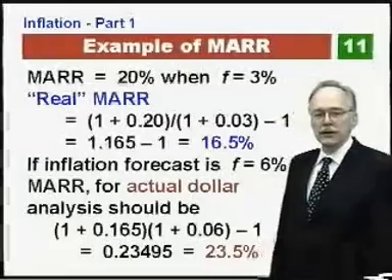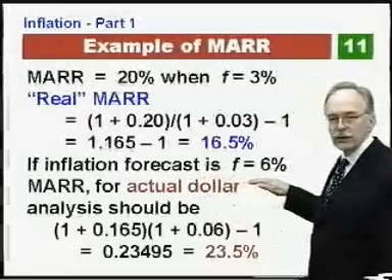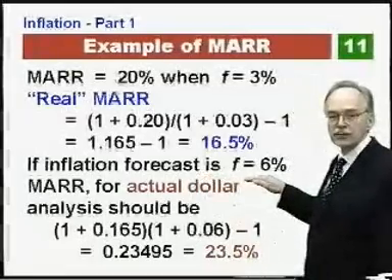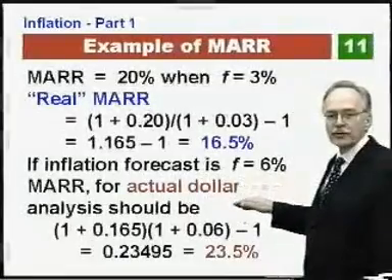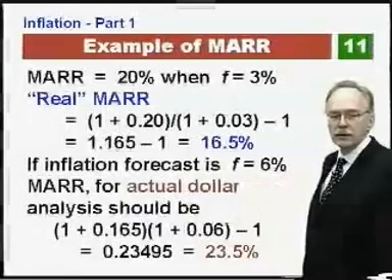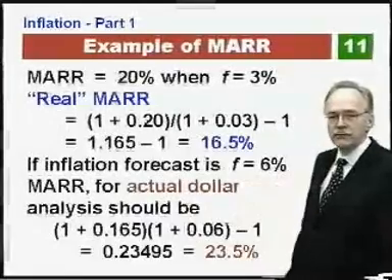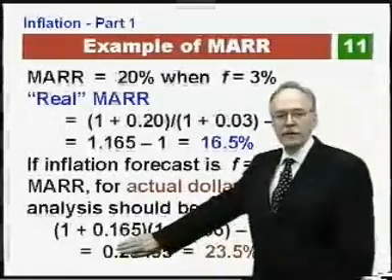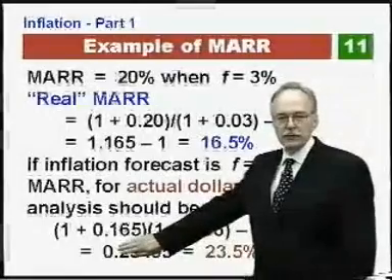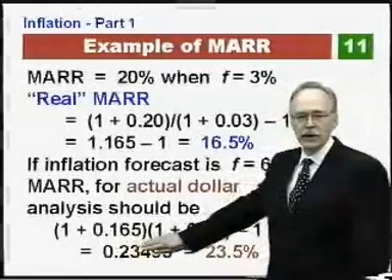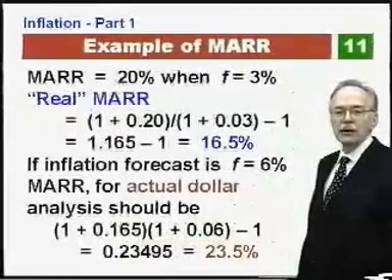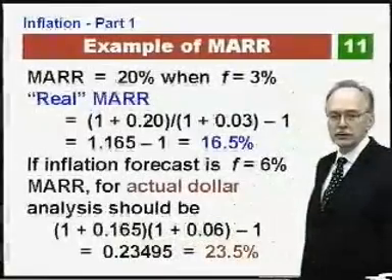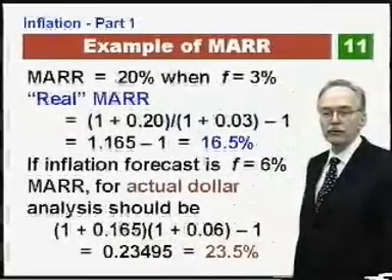What happens then is if that inflation is forecasted to increase at a higher rate, let's say 6% instead of 3%, then the minimum attractive rate for actual dollar analysis should be determined as follows. We use the fundamental relationship. We take the real MARR factor, that's the real factor, 1.165, multiply that by the inflation factor, subtract the 1, and then we get the minimum attractive rate of return that should be applied to actual dollars of 23.5%.